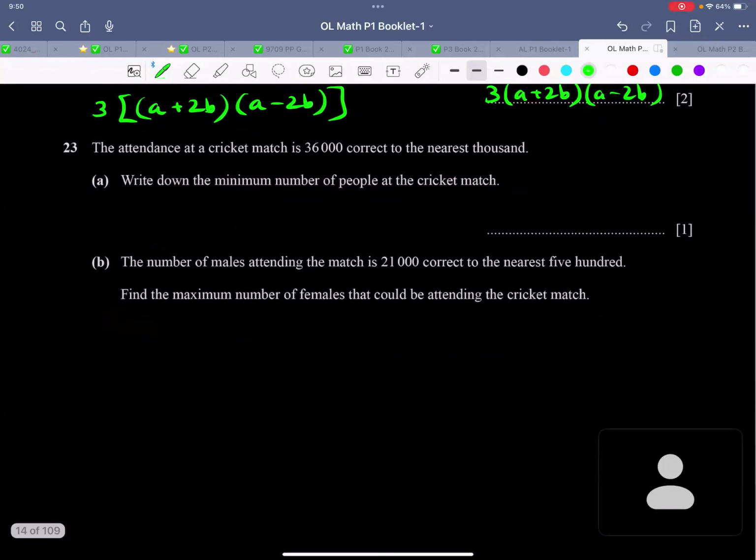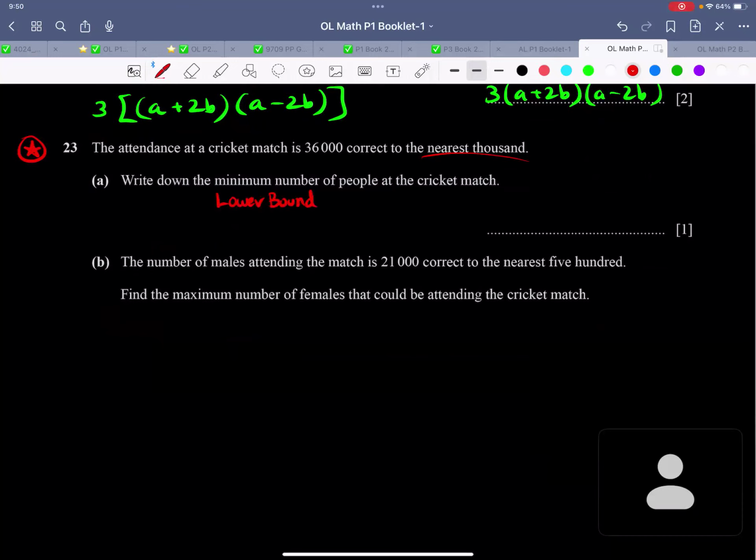Question number 23. I think the most trickiest question in this paper was this. This is just a part of it. I'll just show you why. The attendance at a cricket match is 36,000, correct to the nearest 1,000. Write down the minimum number of people at the cricket match. It's basically asking about the lower bound.